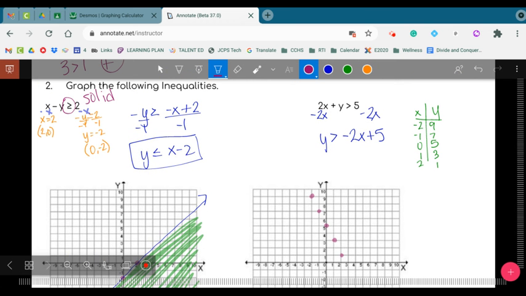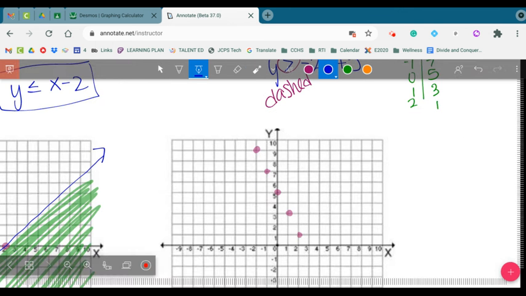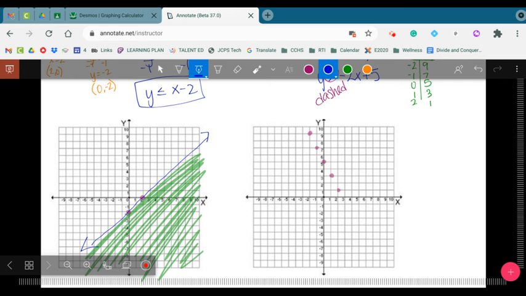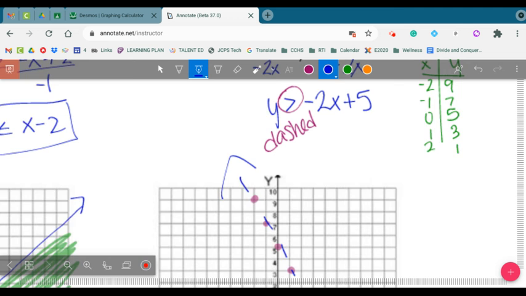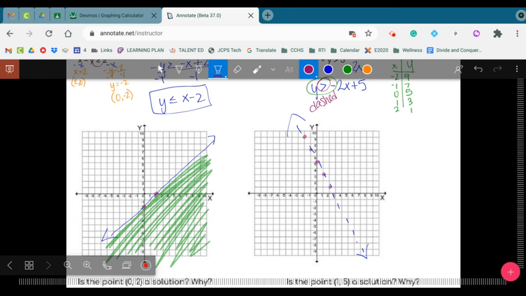Okay, now we have to decide, is it dashed or solid? Looking at this, there's no line underneath, so it's going to be dashed. So let's graph our dashed line. Then we have to decide which way we're going to shade. And we want to look at our final equation to decide. So this final equation is a greater than sign. That means we're going to shade in the greater. So everything above this line is going to be shaded.